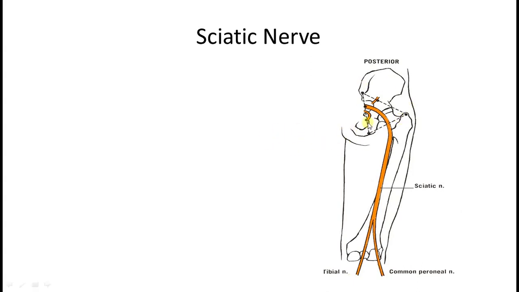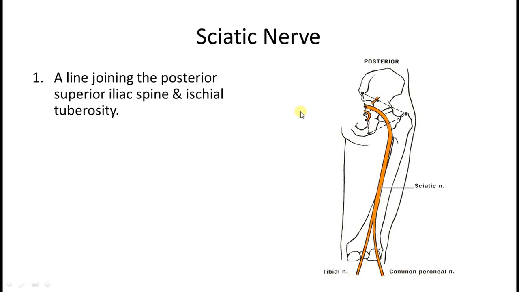Next, we'll be discussing the sciatic nerve. This is actually the sciatic nerve. First, you take a midpoint between the posterior superior iliac spine and the ischial tuberosity. From the posterior superior iliac spine and the ischial tuberosity, you take a midpoint.